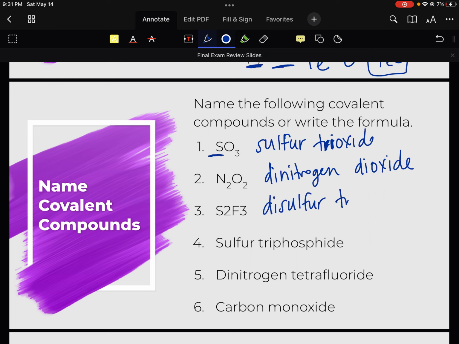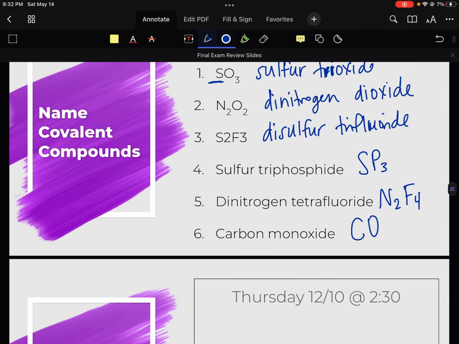This is disulfur trifluoride. Sulfur, I know there's just one because there's no prefix and it's at the beginning. And then the tri is telling me that I have 3 phosphorus. And then I have 2 nitrogens. Tetra is 4 fluorines, and then 1 carbon, 1 oxygen.